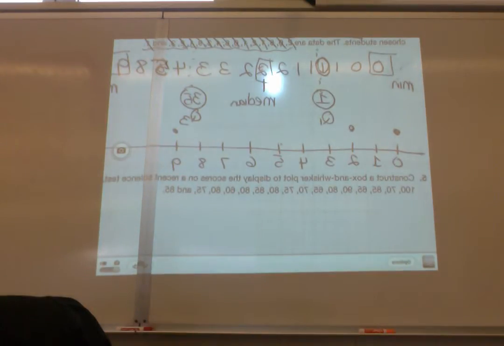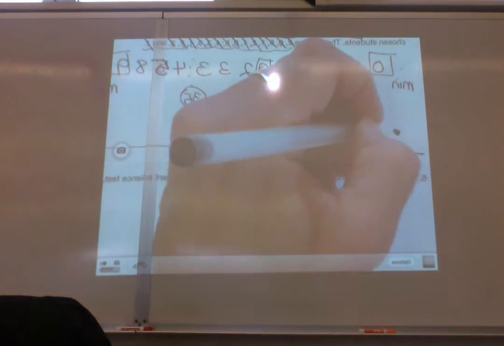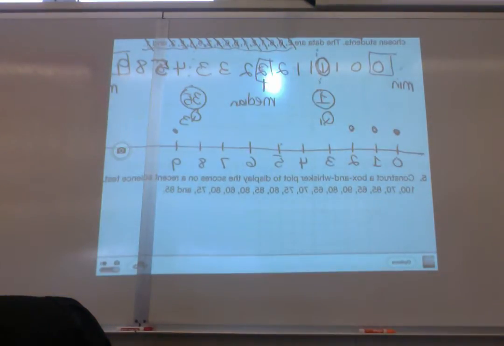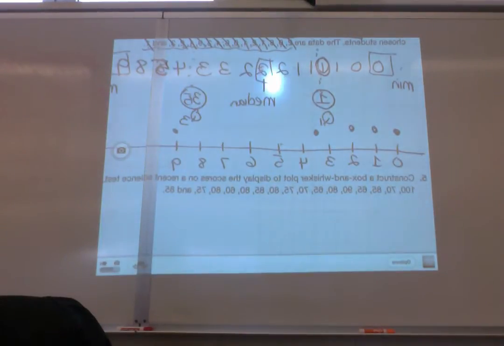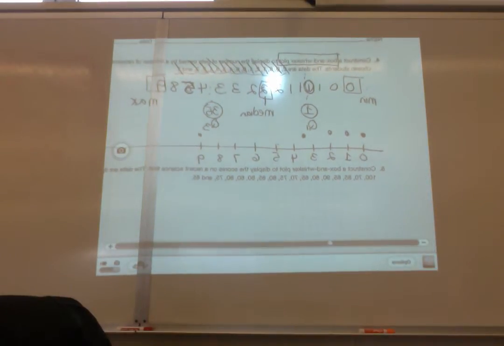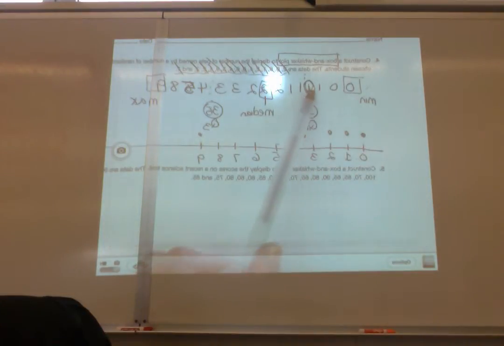Our Q1 is 1, and our Q3 is between 3 and 4. So our min was 0, there's 1 dot. Our Q1 was 1, there's a second dot at 1. Our median was at 2, there's that dot. Our Q3 was at 3.5, there's this dot, and our max is over here at 9.